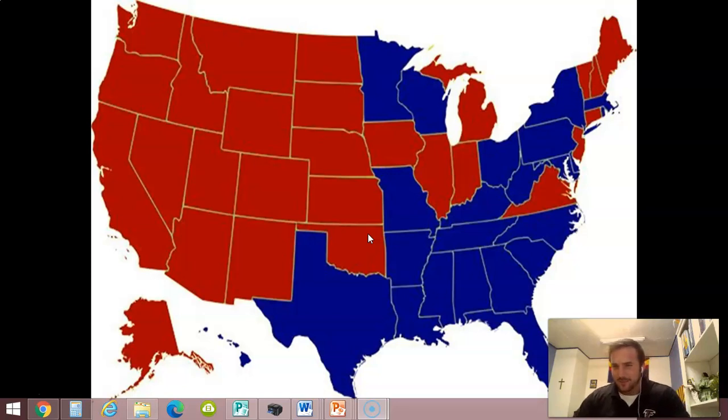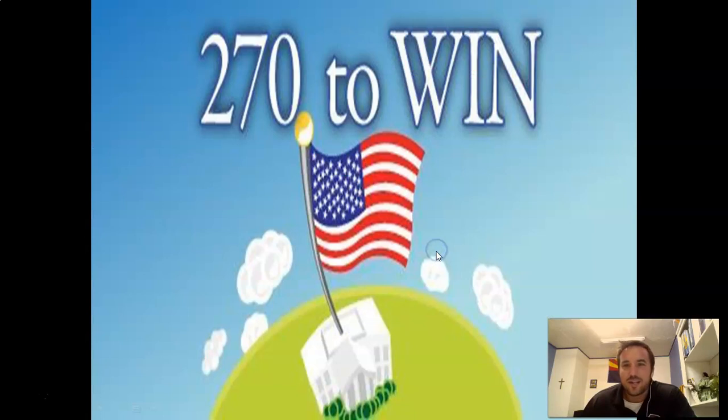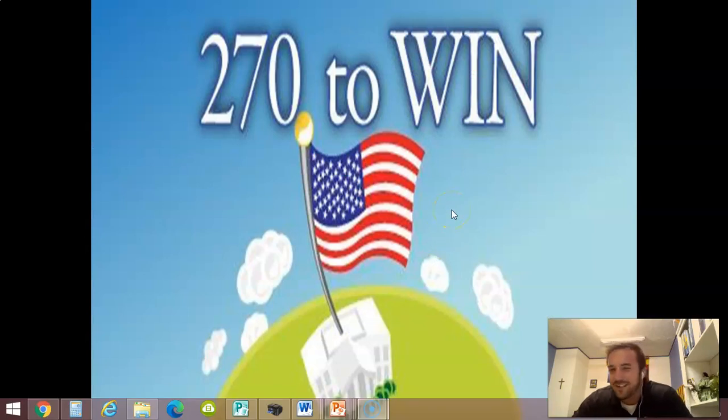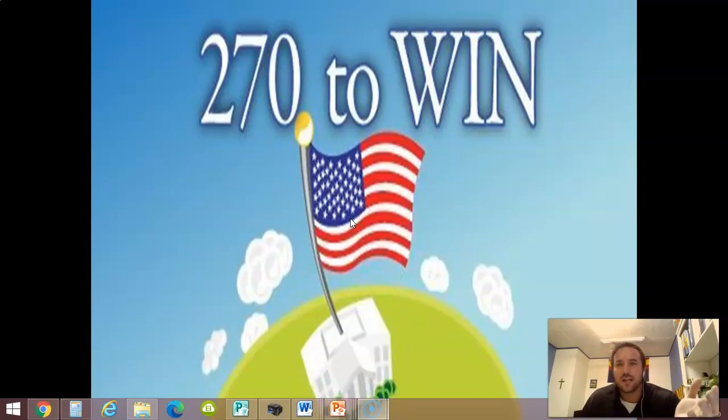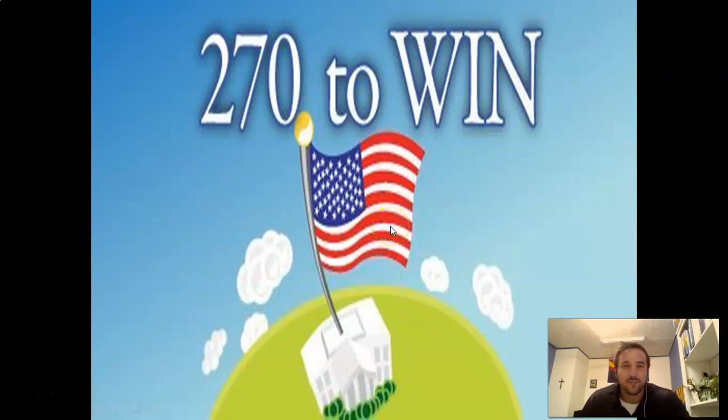You can see a lot of maps like this. Now, what in the world does it mean? Well, for starters, you need as many points as you can to get 270. You need 270 points to win. What does that mean? I think most of us know that we have 50 states, so how in the world do you get 270? And again, what does the blue mean? What does the red mean? How do you get to 270? We're going to learn that today.